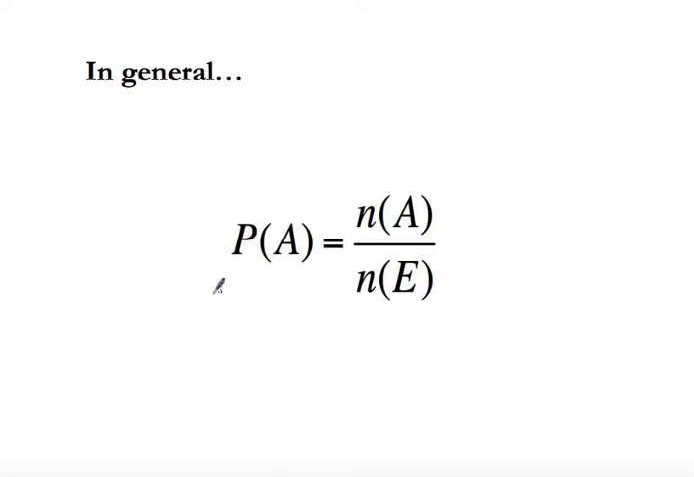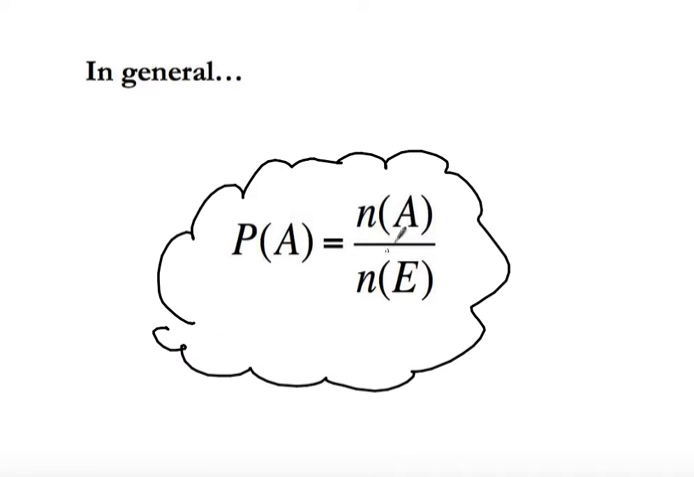This is the important one, as I highlighted earlier. In general, the probability of anything happening is the number of times that the outcome you're wanting can happen over the total number of events.